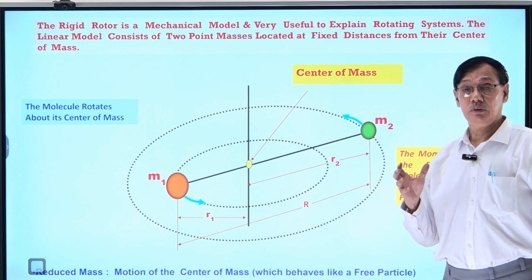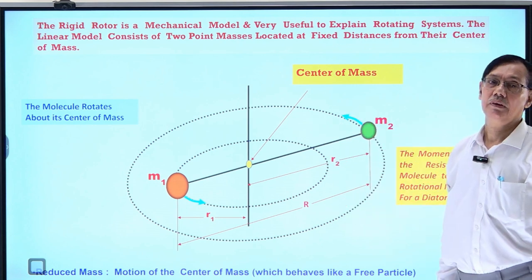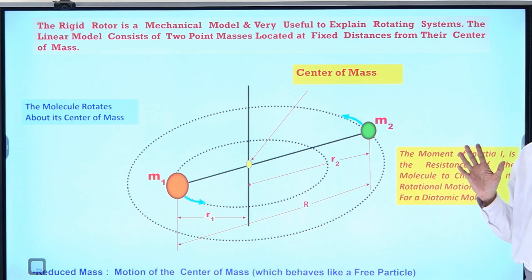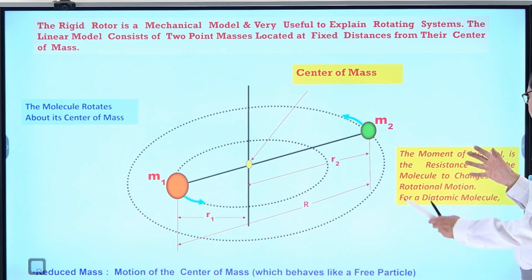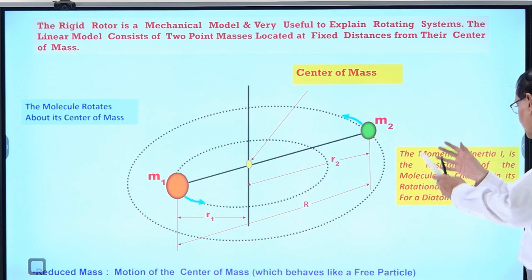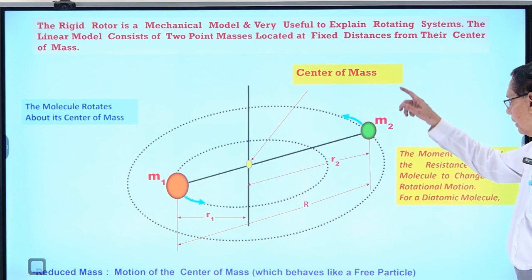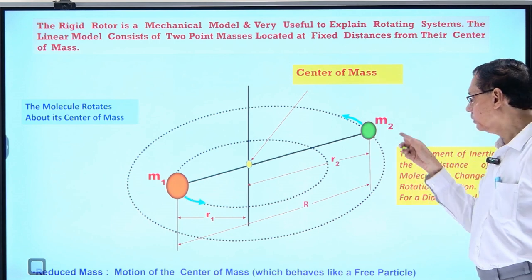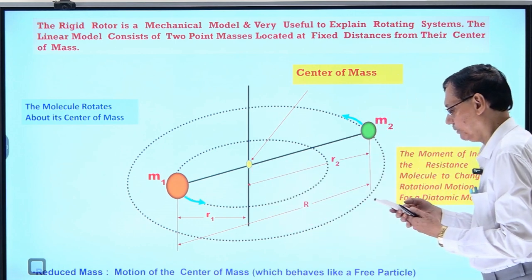Now one question arises: suppose there is a rotation and some force is acting, and that is called the moment of inertia, which is very important in the calculation of the rotational partition function. It is a type of resistance of the molecule to change its rotation. The moment of inertia, capital I, is equal to mu, the reduced mass, multiplied by r squared, where r is r1 plus r2. I will come to that point.